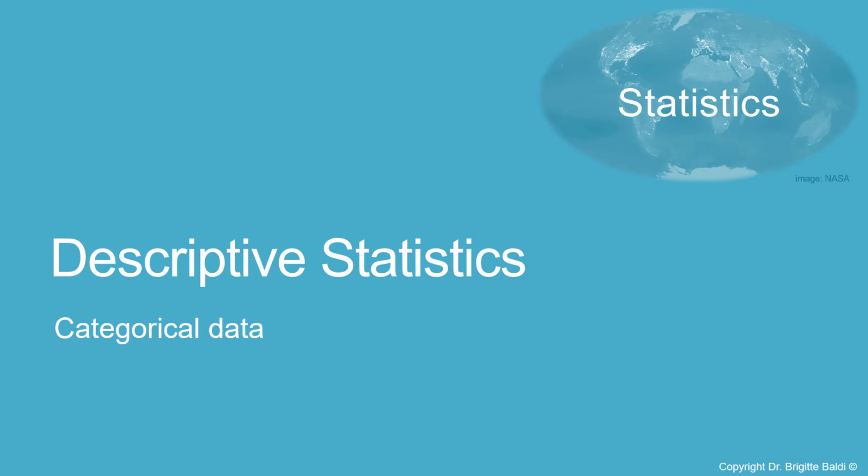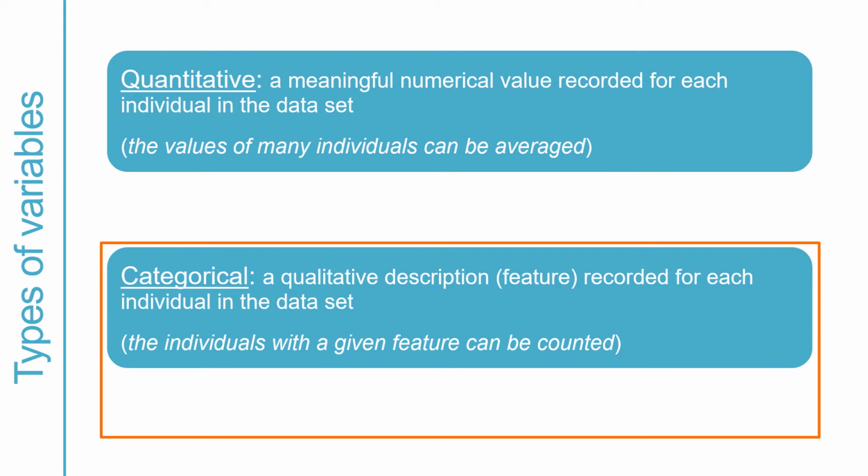In this video, we will have a close look at categorical data. We've talked about the distinction between quantitative and categorical data. A variable is quantitative if we record a meaningful value for each individual in the dataset, whereas a variable is categorical if we record a feature, an attribute, for each individual in the dataset.